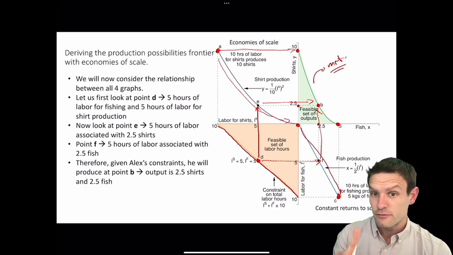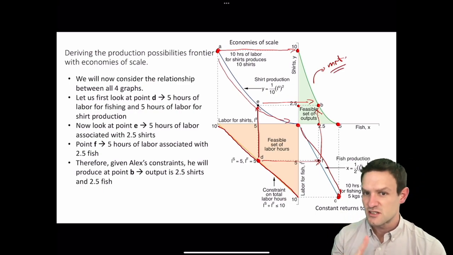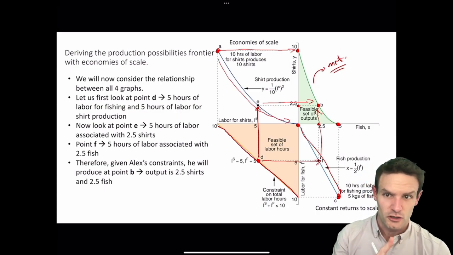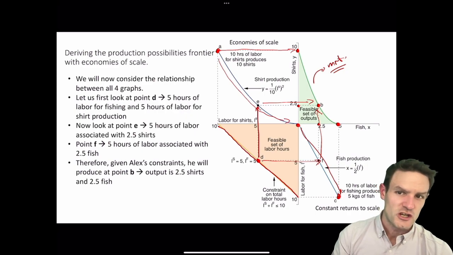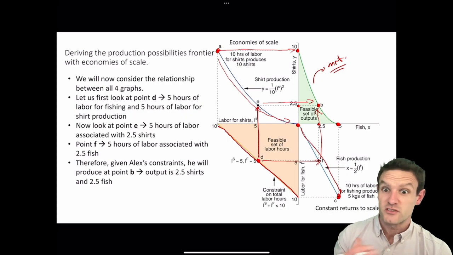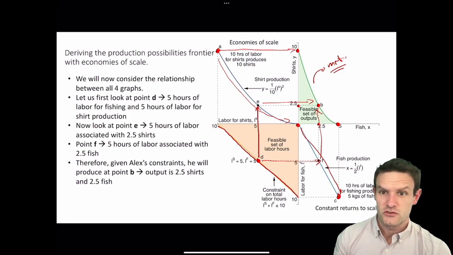We do not yet have the marginal rate of substitution, which is the negative of the slope of the indifference curve. It's once those 2 things are equal to each other that we can find the point at which Alex would produce, given his feasible choices between fish and shirts.